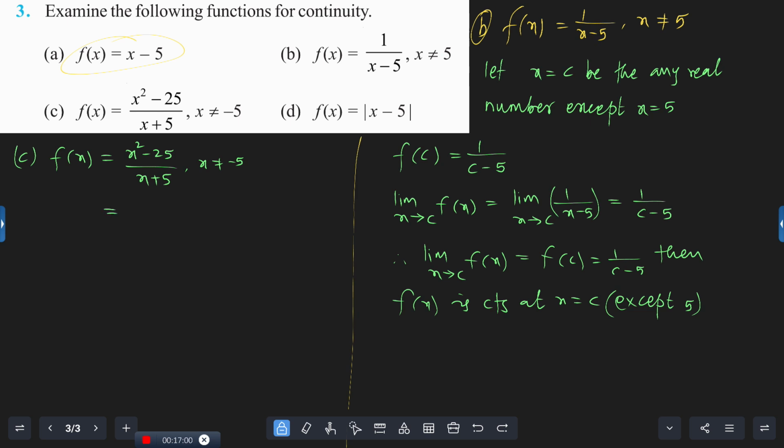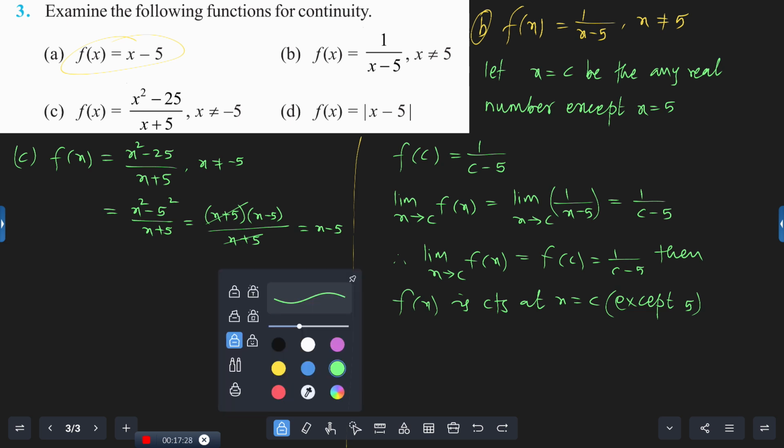If you simplify the question itself, x square minus 25 we can write as 5 square. Algebraic simplification you can do, not an issue. So x plus 5, x minus 5 we can write, divided by x plus 5. So this x plus 5 is cancelled. Finally, I am getting x minus 5 as my f of x. Okay, so what formula did I use here?